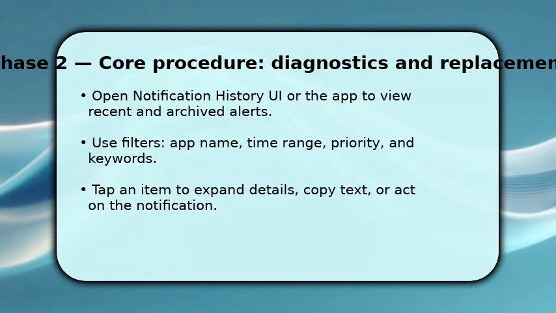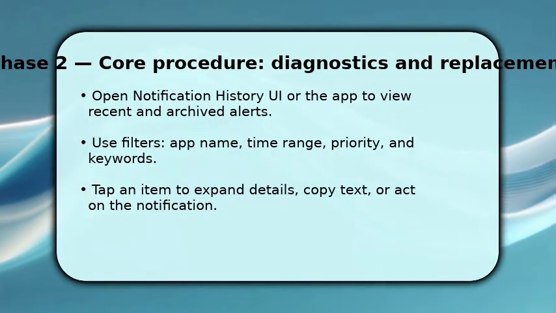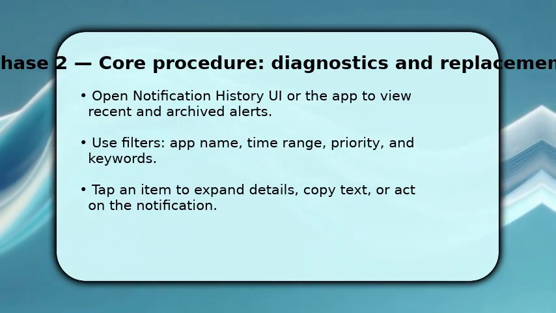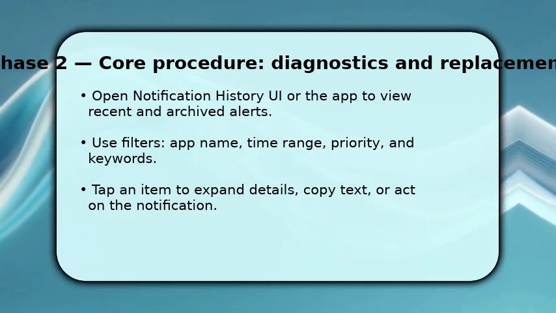Now you capture and inspect entries. Open the notification history screen or the logger app. You'll see a chronological list. Use filters by app, time range, or keywords to narrow results.